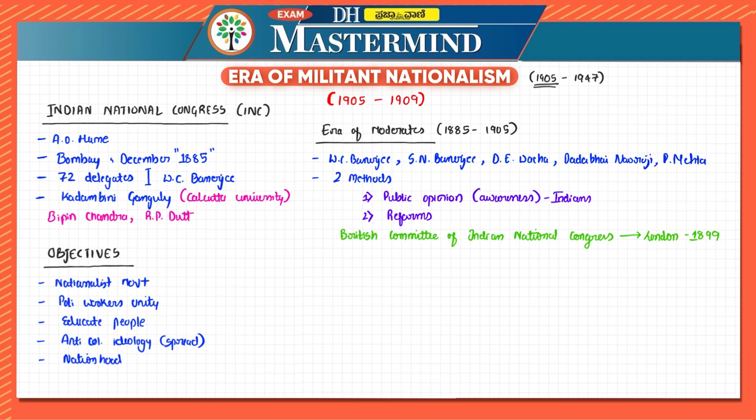So they were making the British people also more aware about whatever is happening in India. So these were the two approaches which the moderates were following.